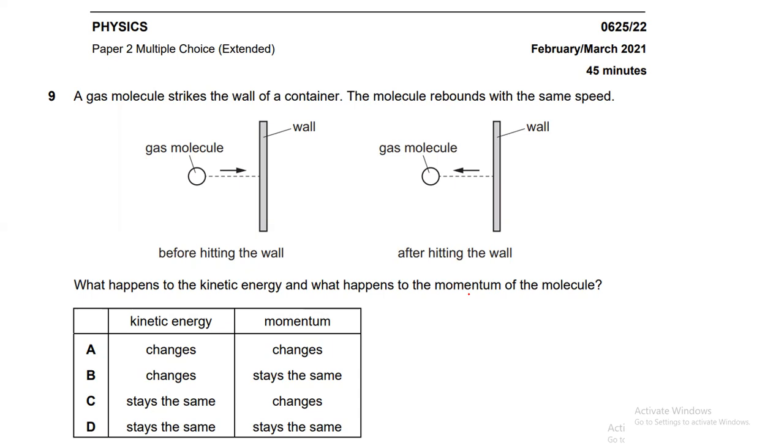You see here, the gas molecule is moving in the opposite direction after the collision. So the sign of the velocity has changed, the direction has changed, but the magnitude of the velocity does not change. So we can say that the kinetic energy will not change, it will remain the same, but the momentum will change. Only the direction of the velocity changes. So I think C will be the right answer.